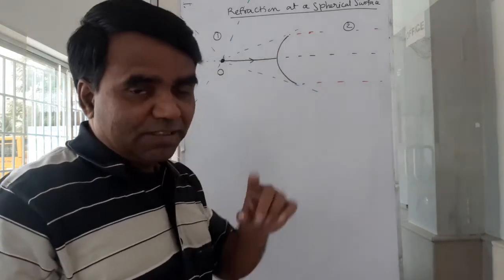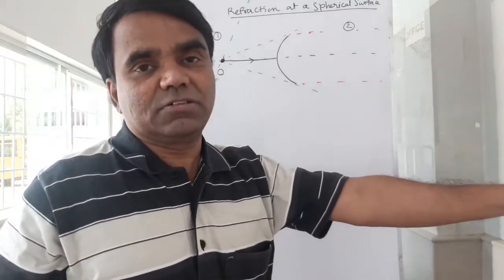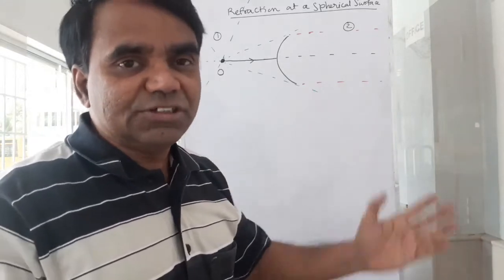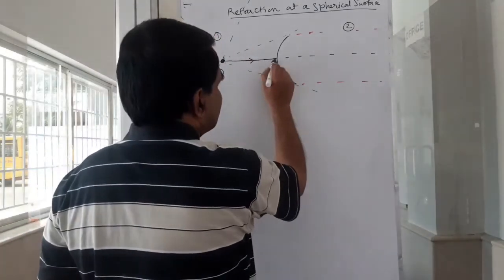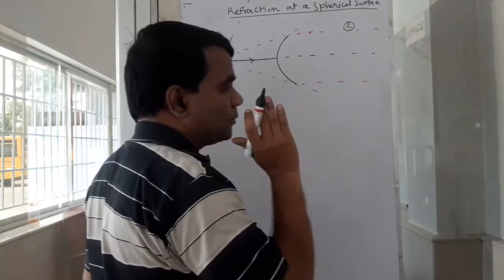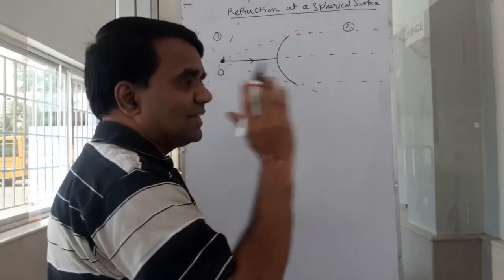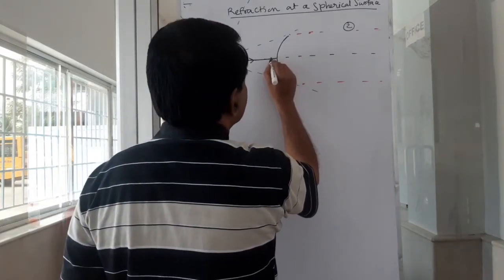The normal is also like this. So what will happen? This ray will get into the other medium undeflected. There is no change in path. It will just keep going straight because it is hitting the normal, right? It is in the same line as the normal. So it will go undeflected.